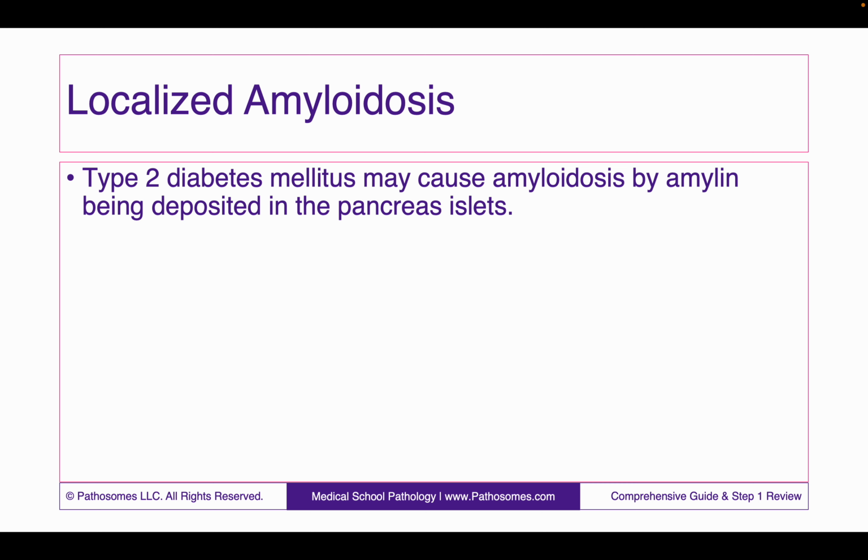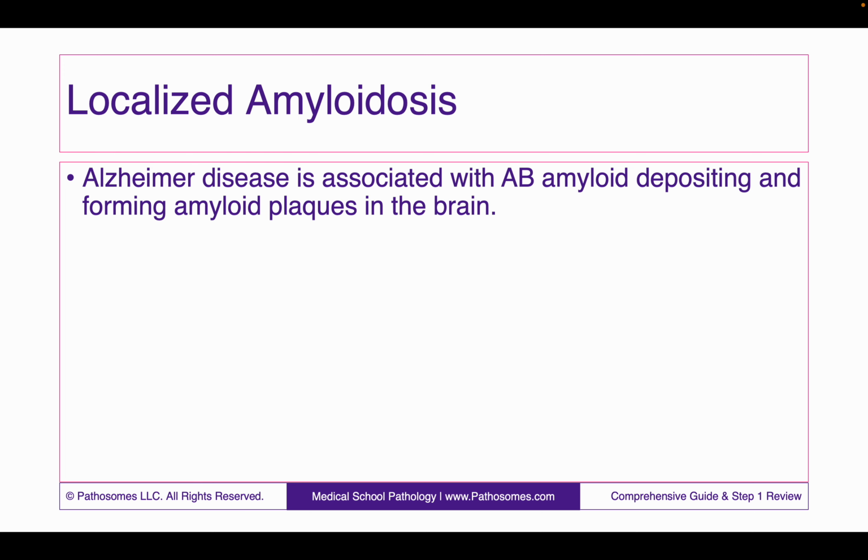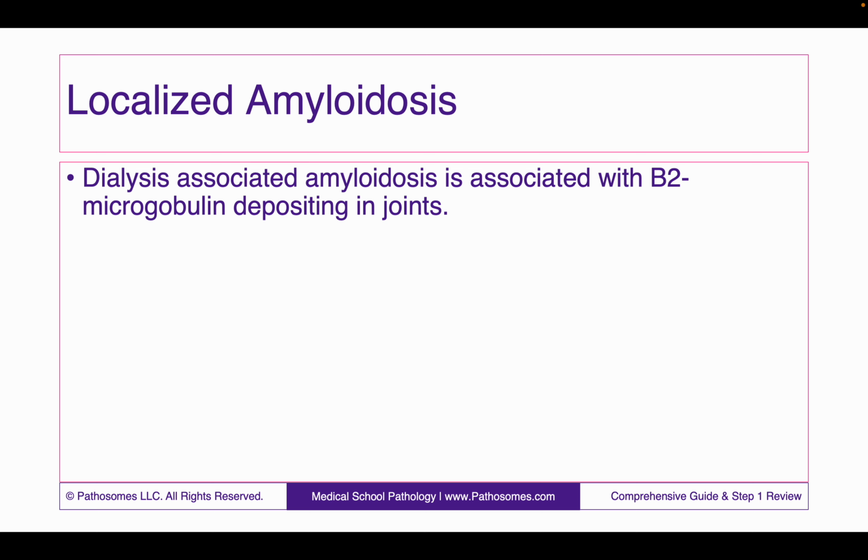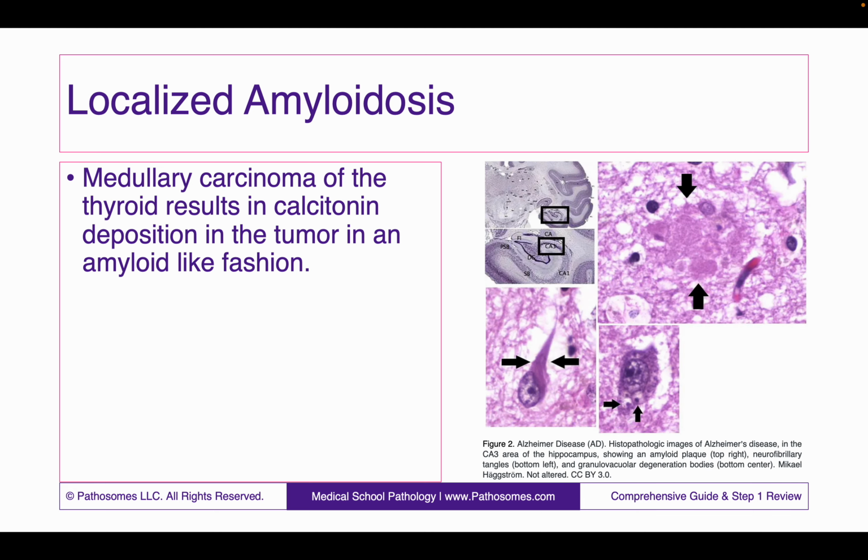Type 2 diabetes mellitus may cause amyloidosis by amylin being deposited in the pancreatic islets. Alzheimer's disease is associated with alpha-beta amyloid depositing and forming amyloid plaques in the brain. Dialysis-associated amyloidosis is associated with beta-2 microglobulin depositing in joints. And medullary carcinoma of the thyroid results in calcitonin deposition in a tumor in an amyloid-like fashion.